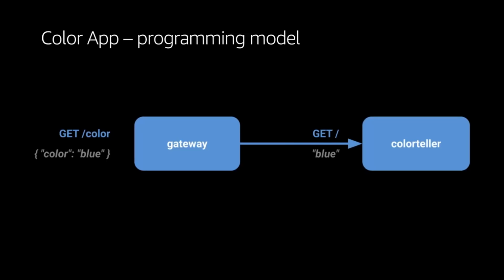So here what we see is the programming model for the application. We've got two services. What I showed before when I talked about A and B, in this case, A is gateway, B is color teller.